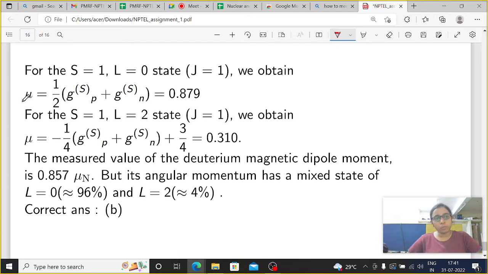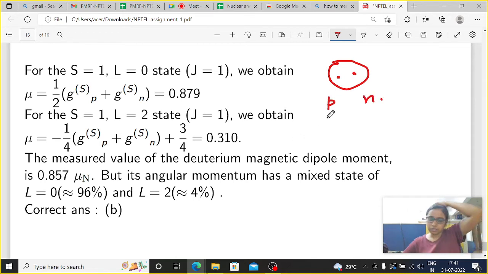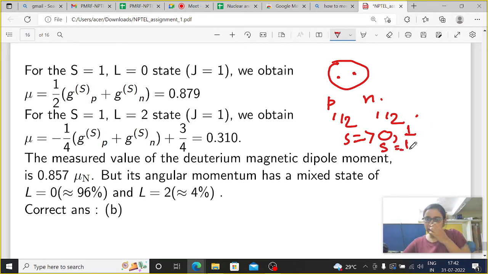The magnetic dipole moment, which is basically mu, has a relation. For deuterium, what is the configuration? The configuration is that one proton and one neutron will be there in the nucleus. So, as in the previous question, spin half and spin half will be there. So S can be 0 or 1, but S will be 1 for the deuterium case, as it's already proven.